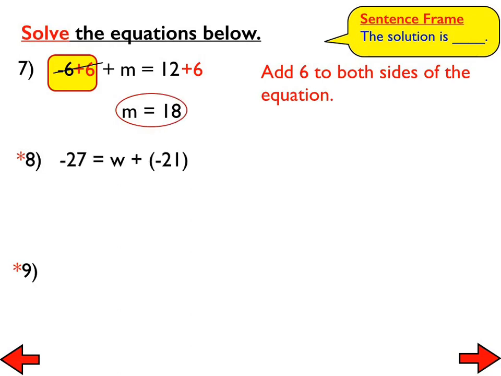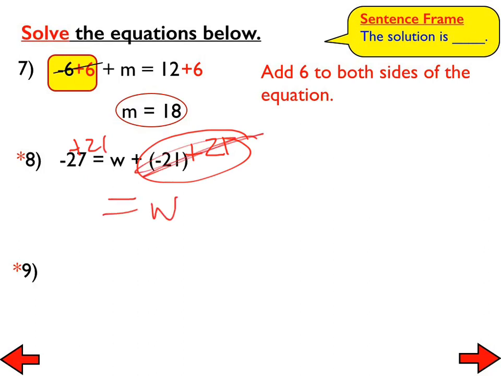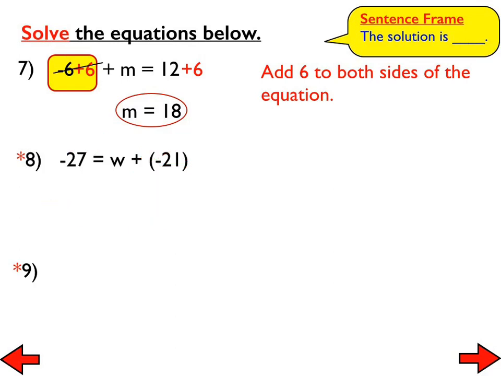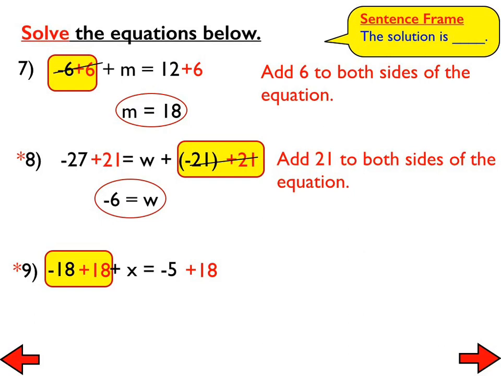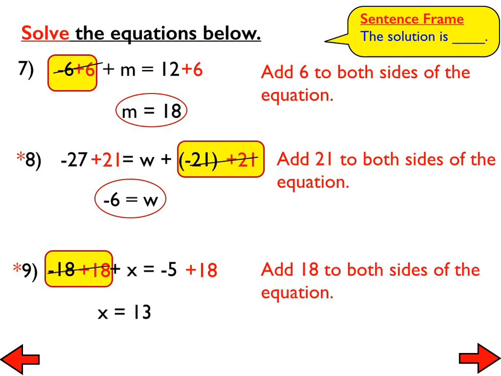Let's go to number 8. Number 8 looks like this. We need to add 21 to both sides. I'm just double checking to make sure that those two things make 0. And so we're trying to figure out what W is. W is equal to negative 6. That is what the solution is. And number 9. We have negative 18 plus x is equal to negative 5. We would need to add 18 to both sides because we are trying to make 0 right there. The additive inverse property. And that would give us x equals positive 13 for the solution because we have 13 more positives than negatives. Everything okay so far? Yeah.